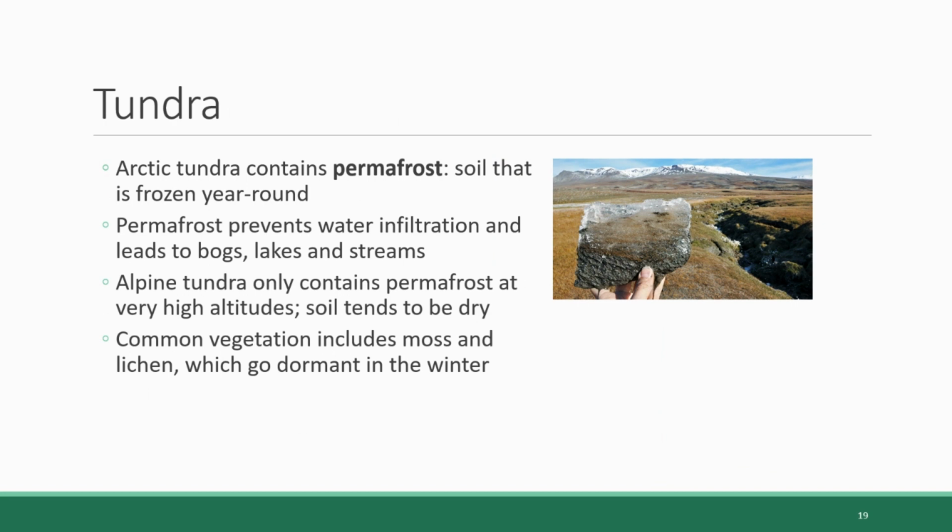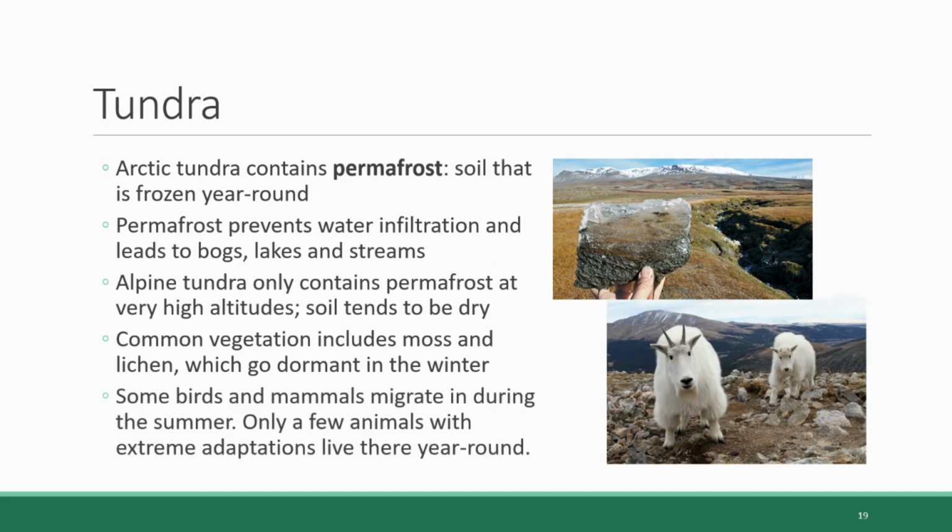And some birds and mammals, such as caribou, migrate to the tundra during the summer season, but very few live there year-round because to survive there, you have to have some extreme adaptations to the cold. Polar bears are one example of a mammal that calls the Arctic tundra home. Mountain goats, the ones that you see on the screen, are an example that you might find in alpine tundra.